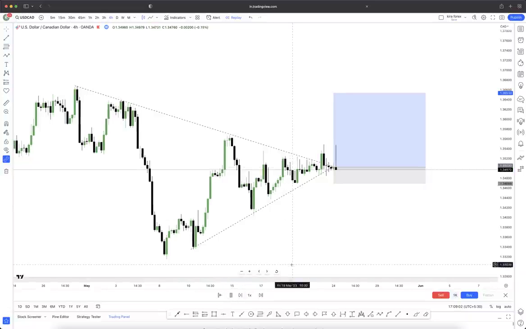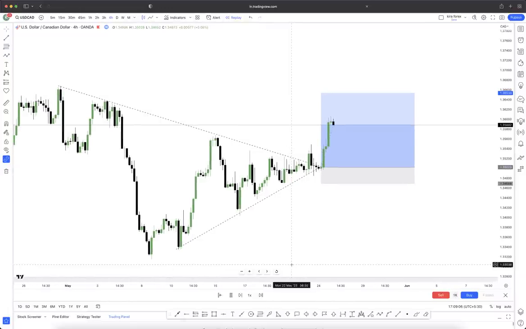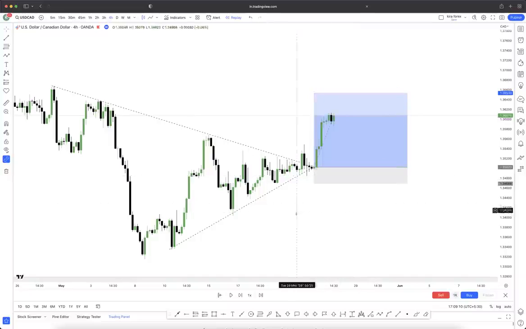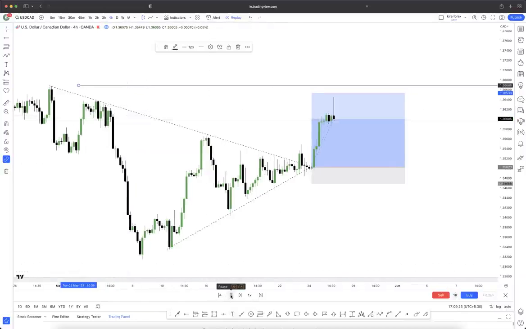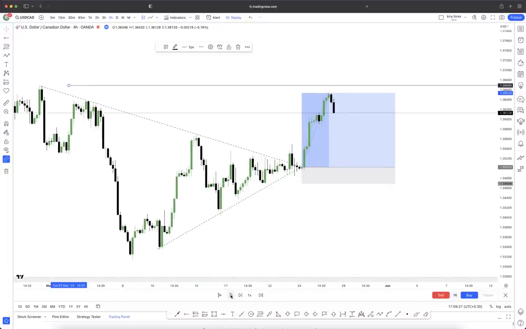So guys, you can see what is happening. Wow, this is so easy. This looks so easy. You can see price is approaching our take profit. Wow, and finally we have our take profit triggered, and this is how many pips.